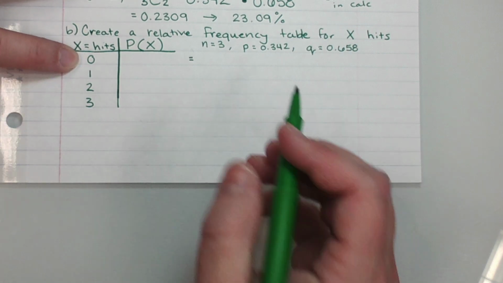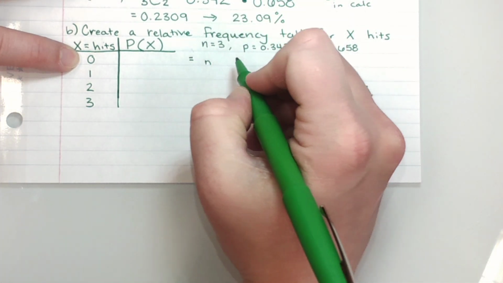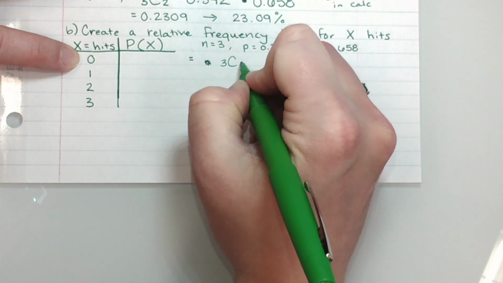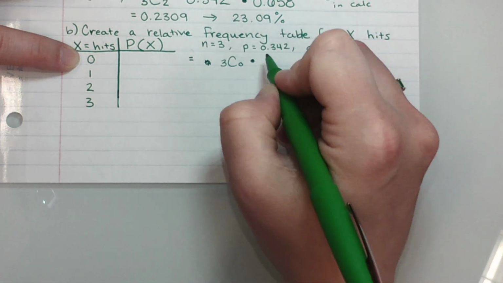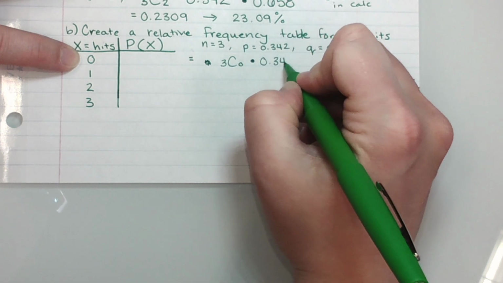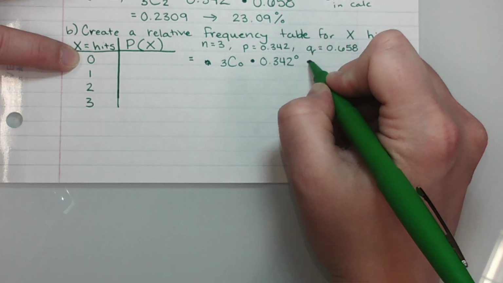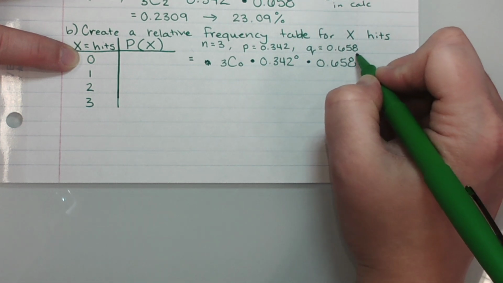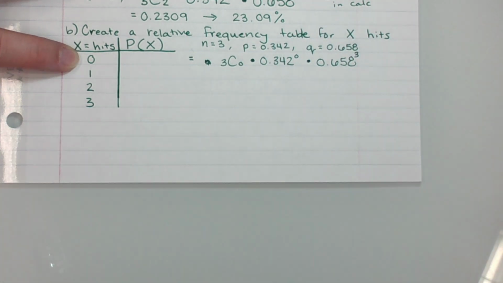For 0 hits, X is 0. So 3 combinations of 0 times 0.342 to the power of 0 times 0.658 to the power of 3 minus 0, also known as 3.